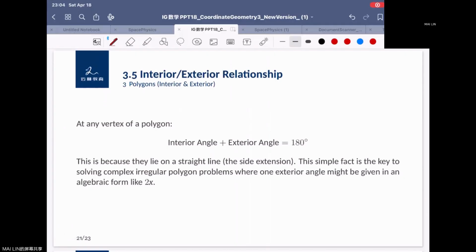And also we have a vertex of the polygon, because for example, here, you can find this angle and this angle are on the same straight line, right? So the sum of the angles here equals 180 degrees, okay?